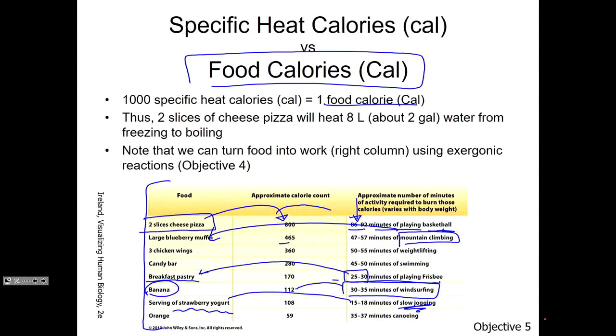I do plan to go to the gym later today for probably about an hour, so I'm going to make sure I have 3 chicken wings for lunch, if anyone's wondering.